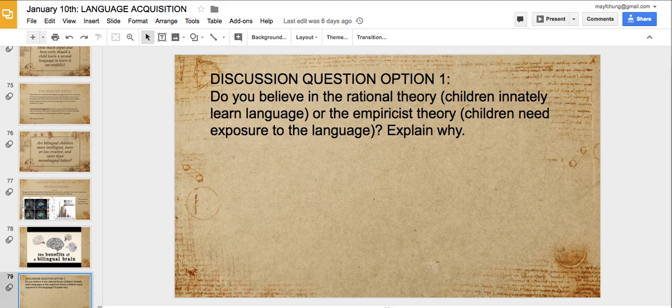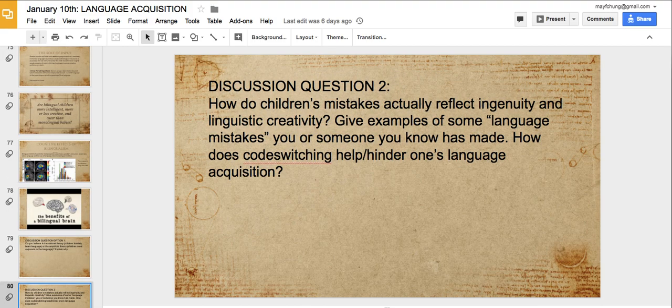So these are the discussion questions. One, do you believe in the rationalist theory, that children innately learn language, or the empiricist theory, that children need exposure to the language? You can use these theories presented in this PowerPoint and describe why. Or discussion number two, how do children's mistakes actively reflect ingenuity, so it's like cleverness, and linguistic creativity? Give examples of some language mistakes you or someone you know has made.